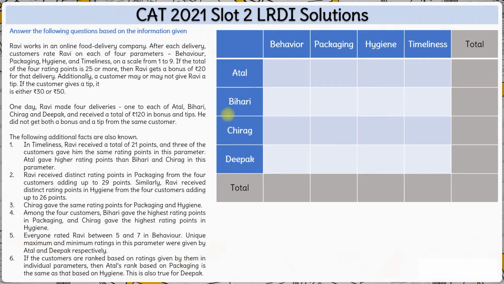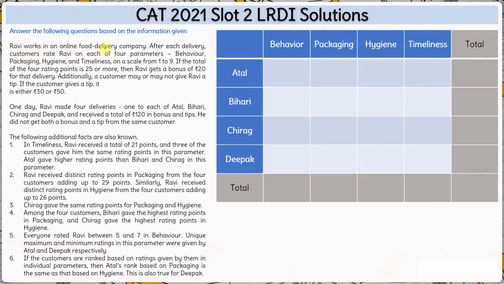Hi. So now coming to this question from CAT 2021 slot 2. This question is about ratings given by four people for four different categories to a person, Ravi. So let's look at what the set is.